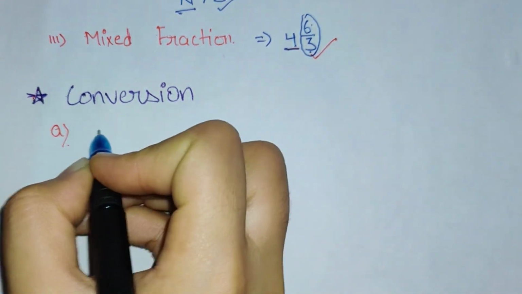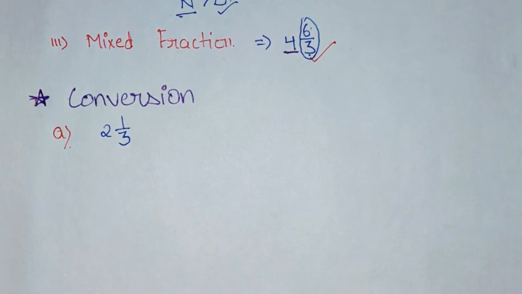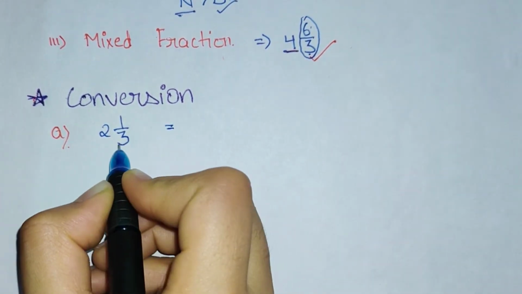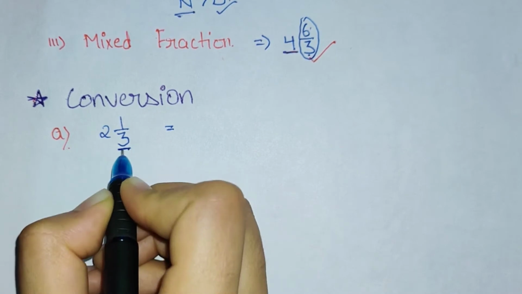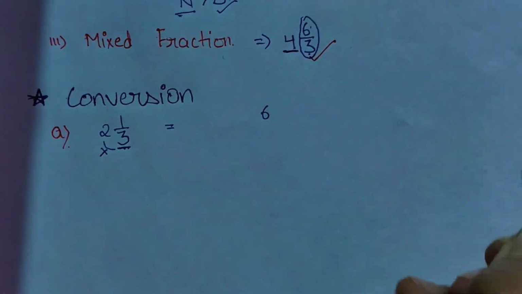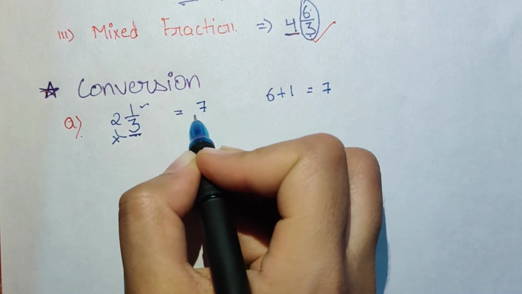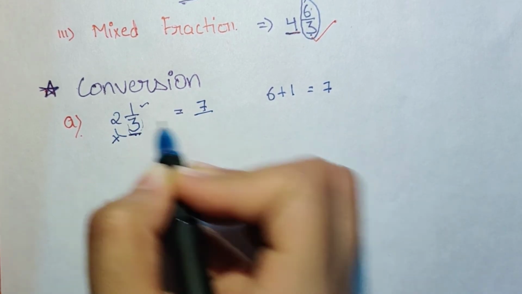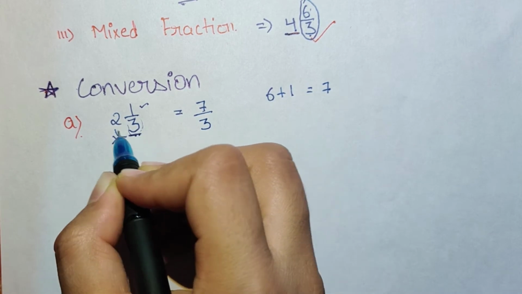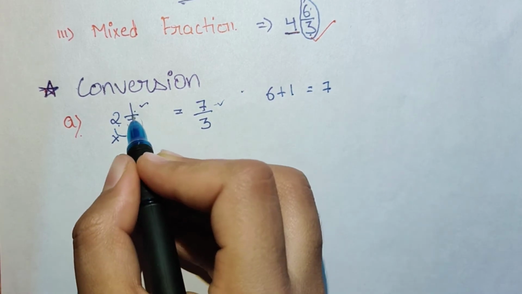Let us take an example, 2 1 by 3. So this is a mixed fraction. Now how will we convert this into a proper or improper fraction? See, the first step is to multiply this 3 with 2. 3 2s are 6. Then we add this 1. So 7 is numerator and denominator we simply write this. So 3 2s are 6, 6 plus 1, this is our numerator and denominator is the same.